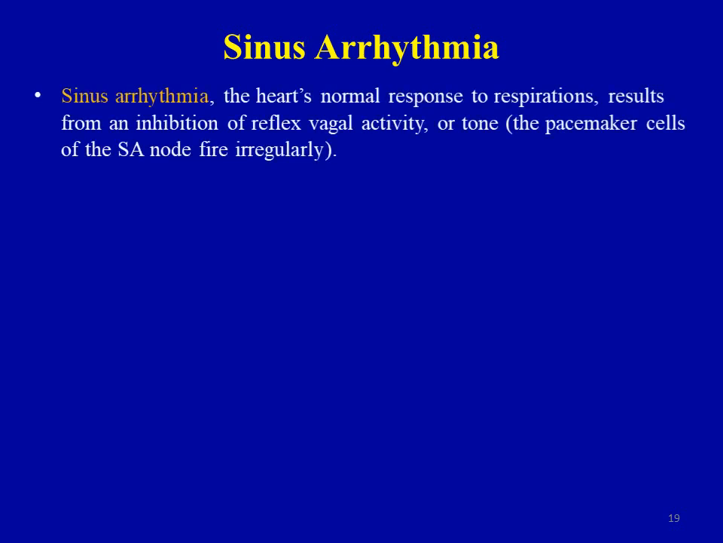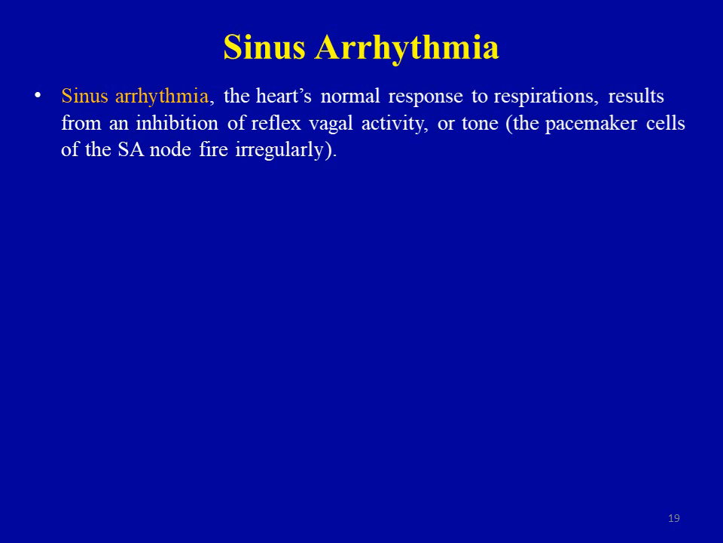Let's see what is sinus arrhythmia. Sinus arrhythmia, the heart's normal response to respiration, results from an inhibition of reflex vagal activity or tone. So the pacemaker cells of the SA node fire regularly. What happens exactly is the parasympathetic tone on the heart. We know that the parasympathetic division of the autonomic nervous system decreases the heart rate. And during pulmonary ventilation or breathing, the parasympathetic tone will change.